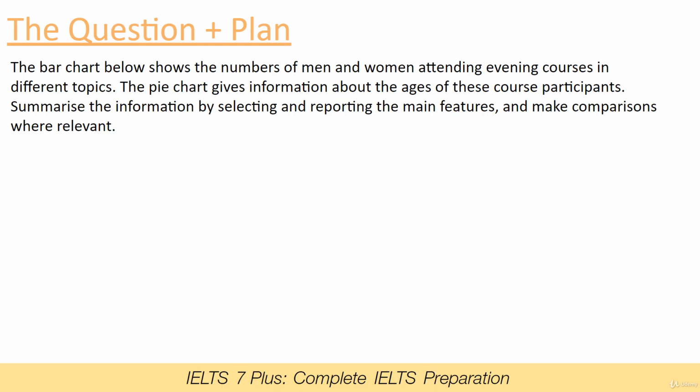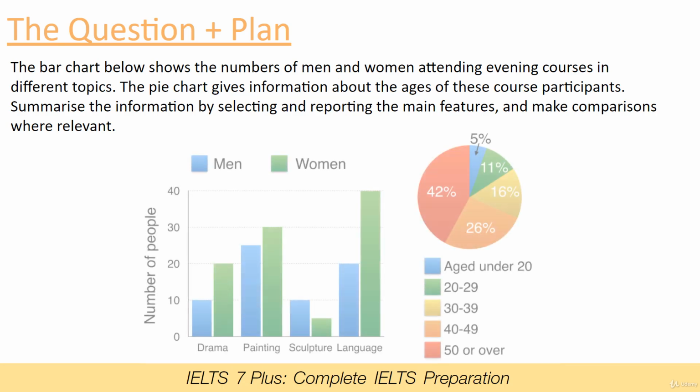Okay, so even before I've seen the visual information, I know that first sentence we've got a bar chart. Men and women in evening courses, different topics. We also will have a pie chart. I assume one, because we're not plural, charts. A pie chart, which is information about the ages of these course participants, the people who are enrolling in these night courses. So we're going to learn a few pieces of information. Right, let's take a look at this.